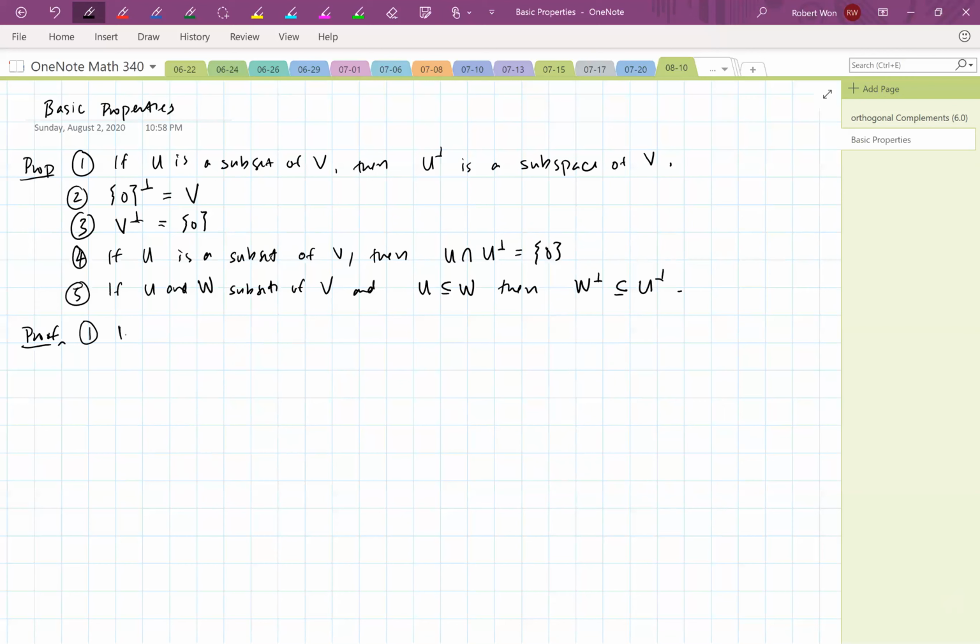So first note that if you take the inner product of zero with u, this is zero for every u in U. This is by properties of inner products that we proved. In fact, this is true for every vector v in V, but it's definitely true for every u in U. And this is just the definition of what it means to say that zero is in the orthogonal complement of U. It's orthogonal to every vector in U.